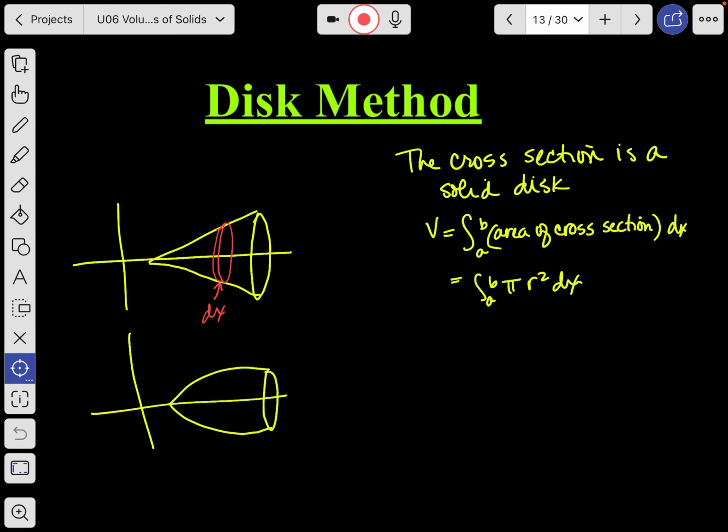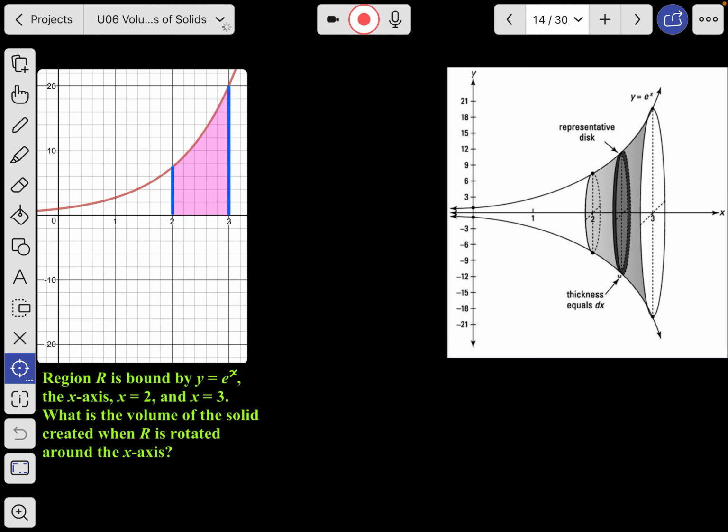So the disk method is where you have a solid figure. The cross section is a solid disk, and it's a circle. And so if we're finding the volume, it's going to be the integral from a to b of the area of the cross section, which is a circle, and so therefore it's pi r squared. And then since our representative disk is vertical, it's going to be dx.